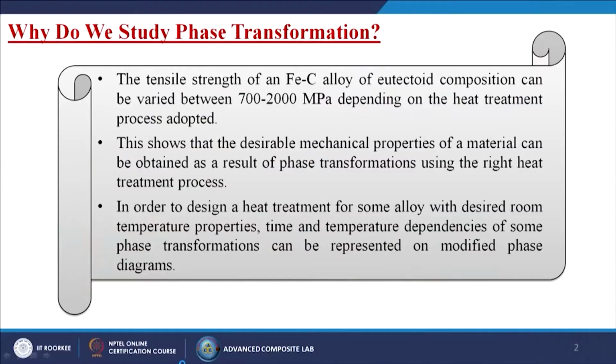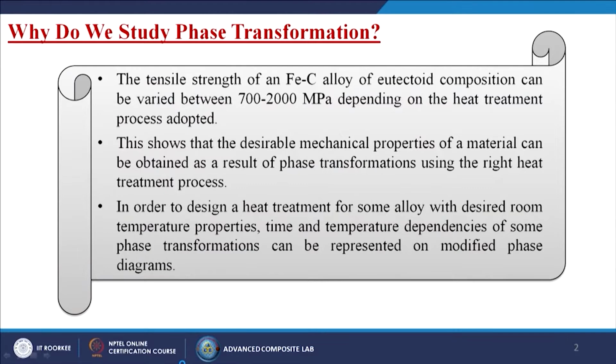Suppose I give you a small example. The tensile strength of an iron carbon alloy of eutectoid composition can be varied between 700 to 2000 megapascal depending on the heat treatment process adopted. That means suppose I have one material, I supply heat to that material and the material changes, or maybe segregates from one phase to another phase, and it gives you better mechanical properties. This shows the desirable mechanical properties of materials can be obtained as a result of phase transformations using the right heat treatment process.